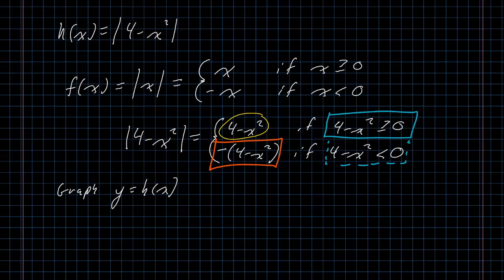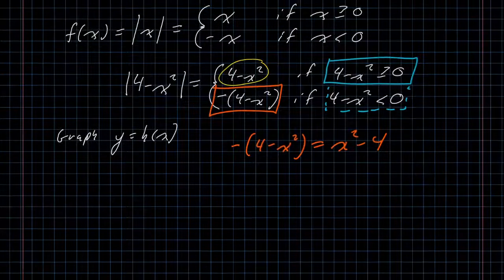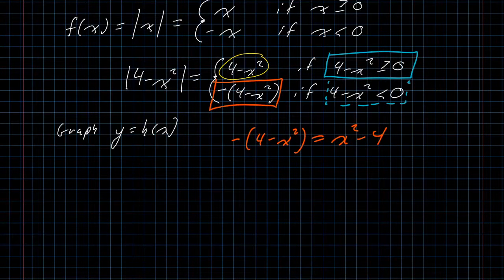And I'll also point out that the opposite of 4 minus x squared is something pretty easy to deal with. Let's jump into that right away. The opposite of 4 minus x squared, the opposite of subtraction is subtraction in the other order. So this is x squared minus 4, just a simple way to clean things up a little bit. The inequality is what I really care about.